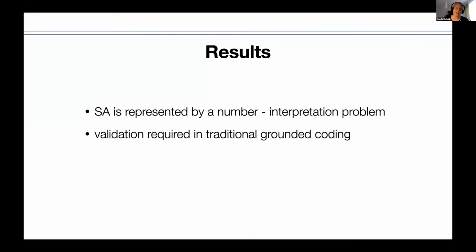And at the same time, in the QE community, or in general, validation is very important. So we could have actually built the sentiment coding ourselves. We didn't do it. We just relied on an automated algorithm, which means that we got some coding which was not validated as required in the traditional grounded coding approach.